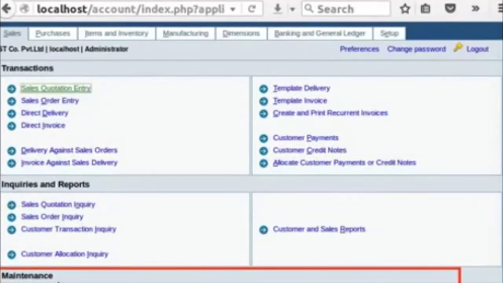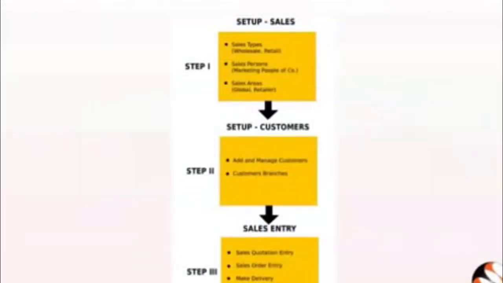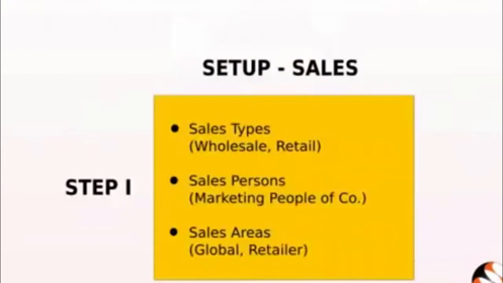Maintenance panel is used for setup of sales and customer details. To do the setup, we have to use the following options: sales types, salespersons, sales areas, add and manage customers, and customer branches. Let us now see the flow for a sales entry. This comprises of 3 steps: set up sales, set up customers, sales entry. In setup sales, we need to set the following options under the maintenance panel: sales types, salespersons, sales areas. So let us learn how to do so.